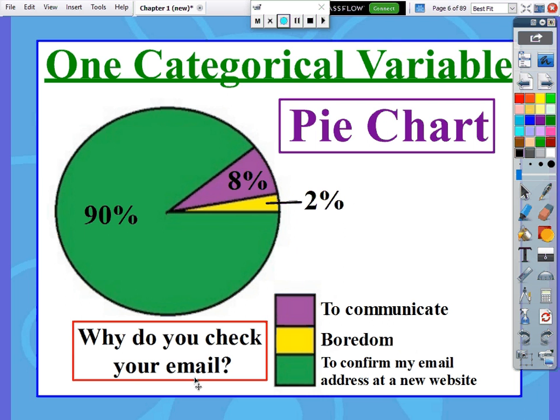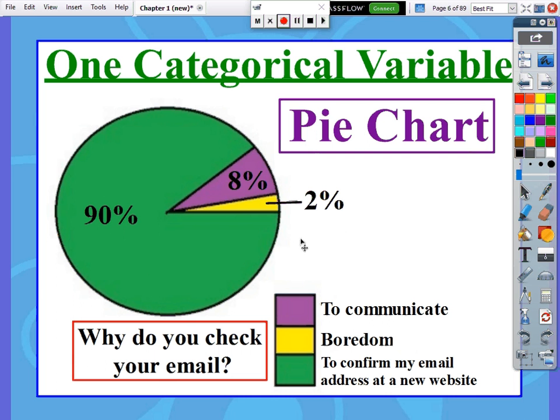So here's my question. Why do you check your email? And there were 3 different responses. So my categorical variable is the type of response here. And I had about 8% people say to communicate, 2% said out of boredom, and the other 90% was to confirm their email address at a new website. So pie charts, pretty common things.